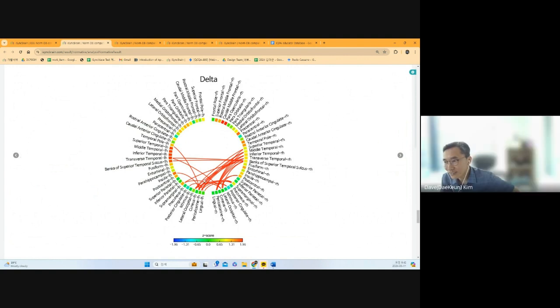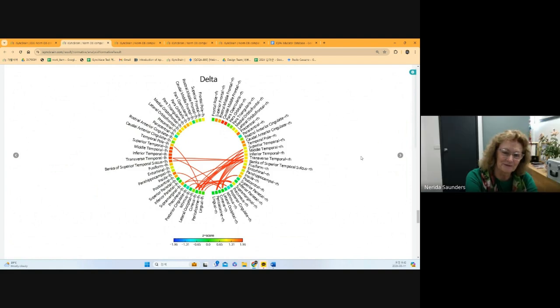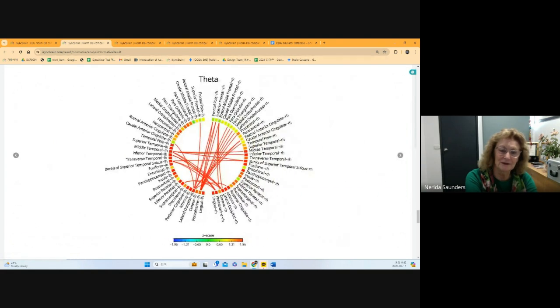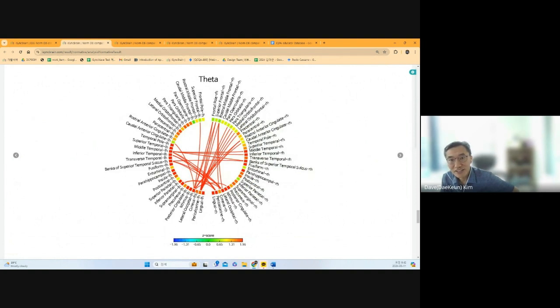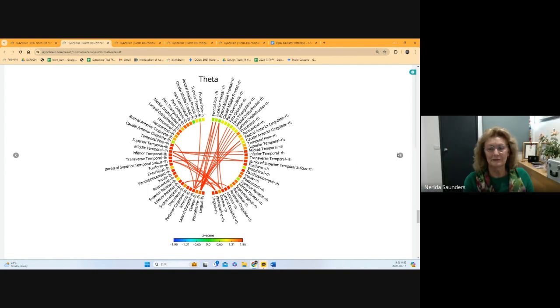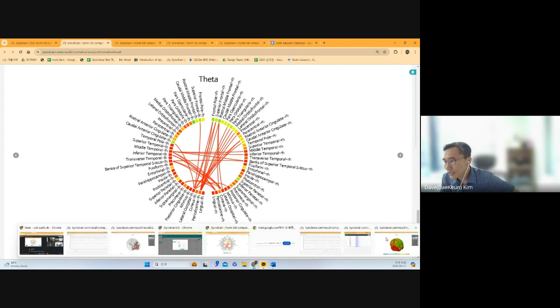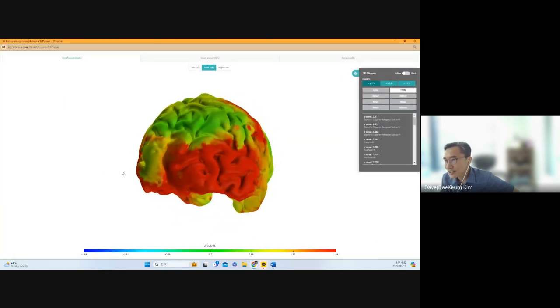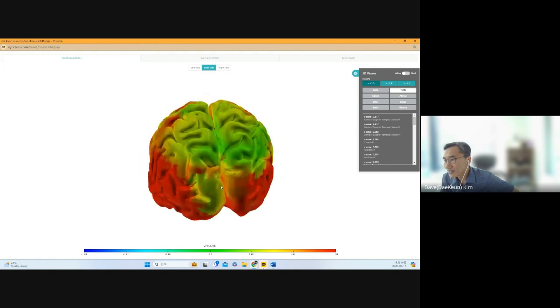In this case, the right and left occipital area, the delta connectivity and theta connectivity is very high. So that's why we need to check this area of the pre-TBI history, and I need to check with the doctor for these cases. And we can see the activation in the theta like this.